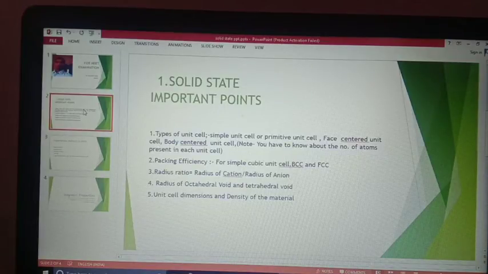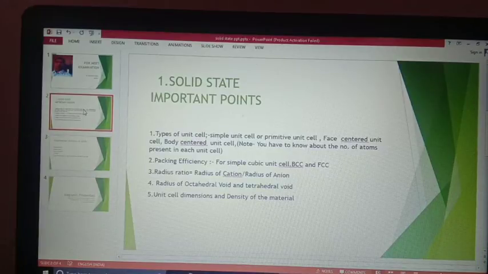Next thing, the radius of octahedral void and tetrahedral void. For the octahedral void, small r by capital R is 0.414, whereas for the tetrahedral void, small r by capital R is 0.225.